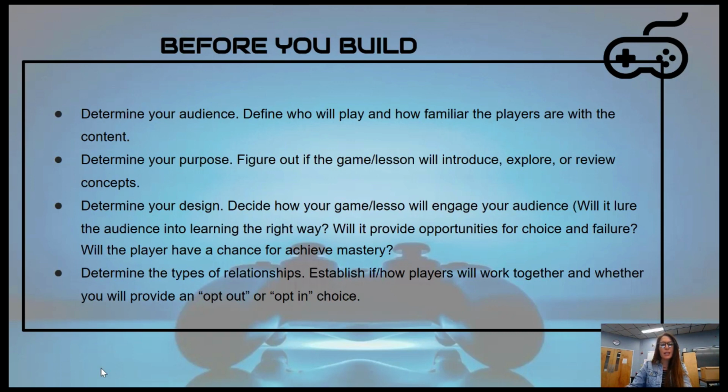Determine your design. Decide how your game or lesson will engage your audience. Will it lure audience into learning the right way? Will it provide opportunities for choice, student agency, and failure, that ability to fail forward and try again? Will the player have a chance to achieve mastery? Determine the types of relationships. Establish if and how players will work together, that social piece, and whether you will provide an opt-out or opt-in choice that you see sometimes in games.